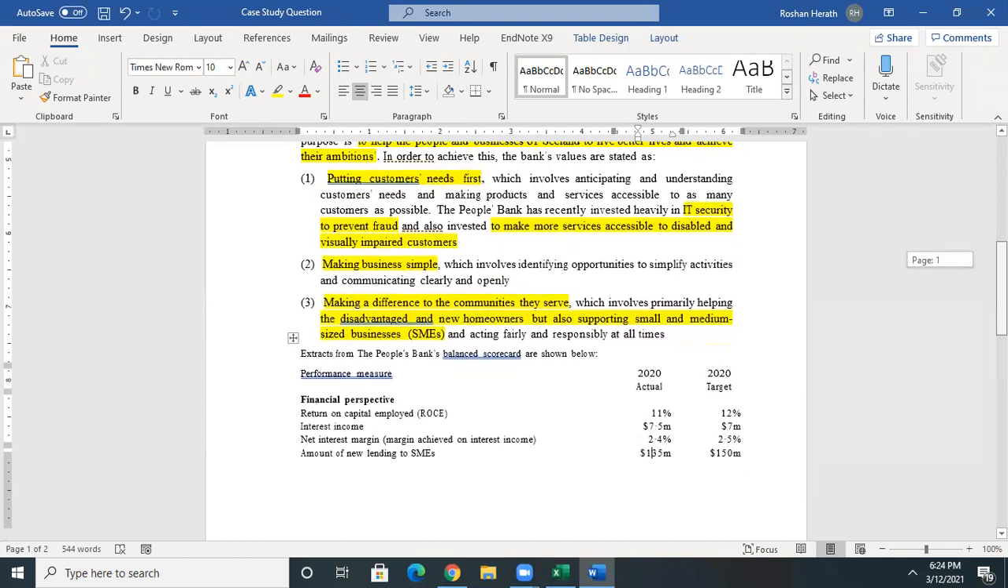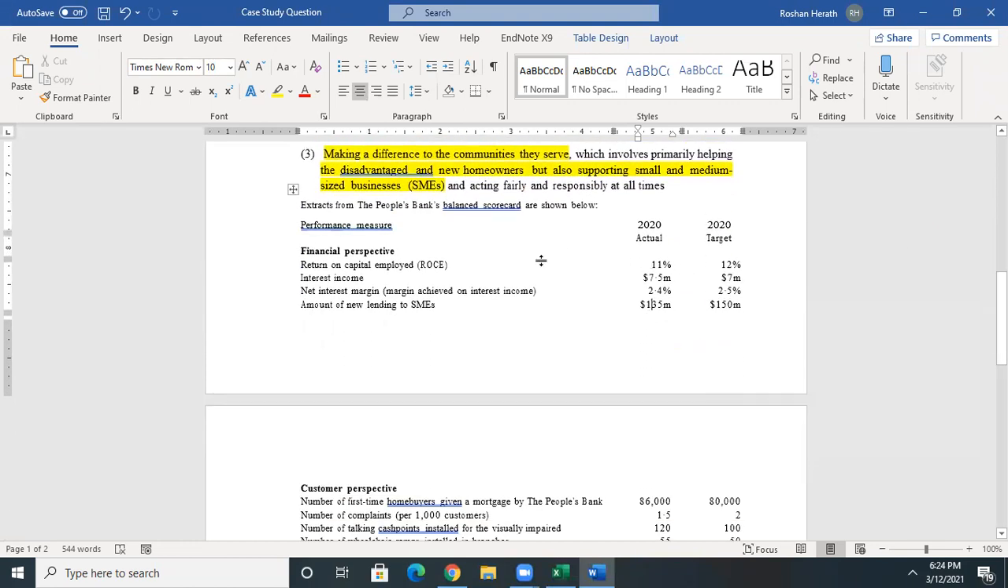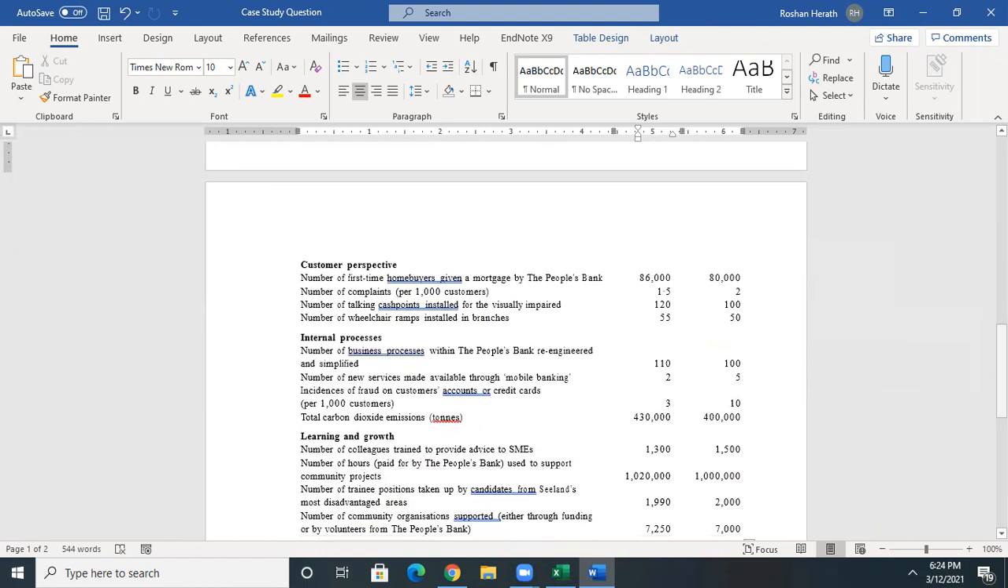So therefore we cannot say it's bad because we have compromised on this profitability because we have tried to serve the community.